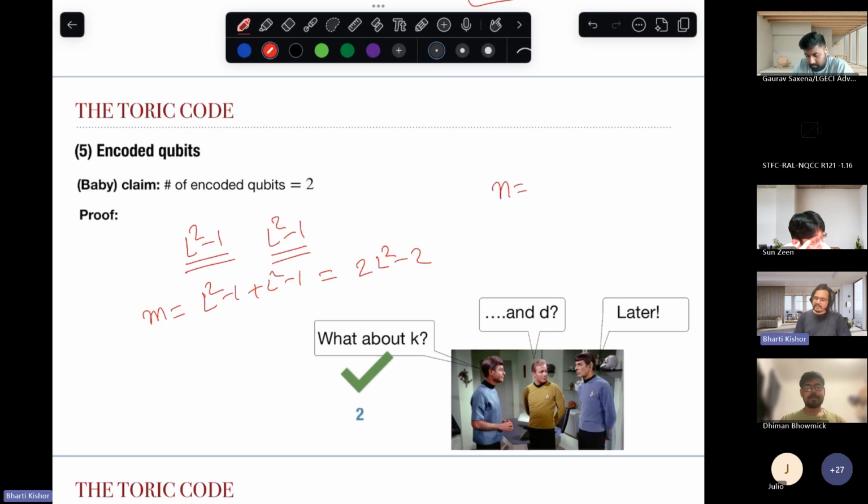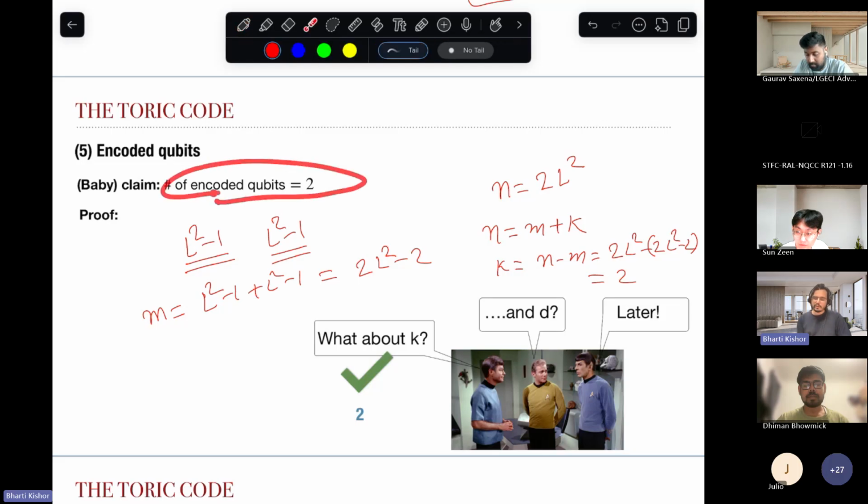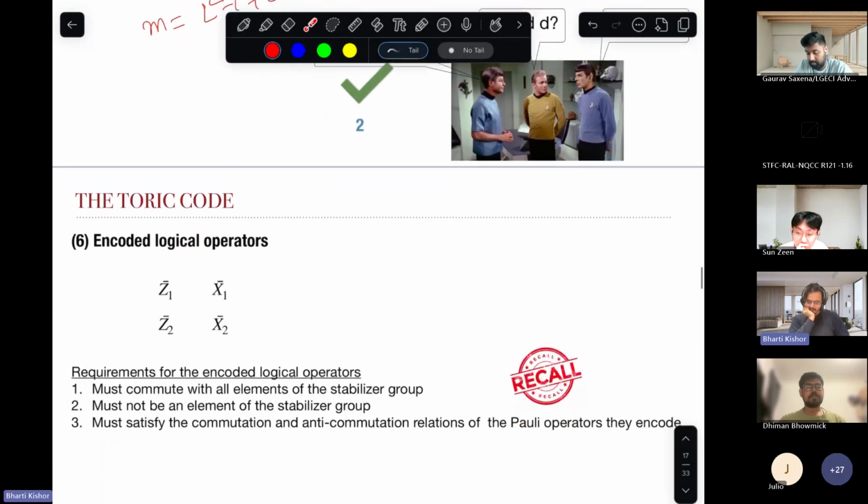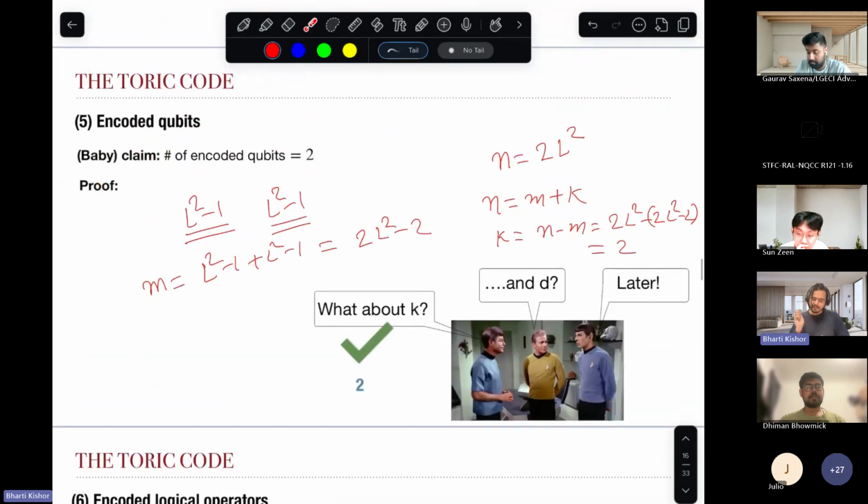And we had just seen that our N is 2L square. And we saw the relation that N is equal to M plus K. So K is just N minus M, which is 2L square minus (2L square minus 2), which is 2. So that's why for the Toric code, the number of encoded qubits is 2. So you get K equal to 2 for the Toric code. Okay, so I hope this makes sense. So now we got the meaning of K.